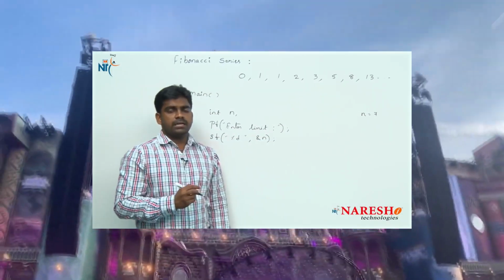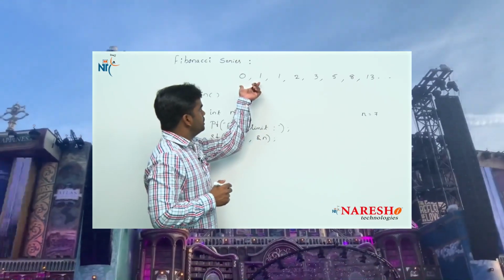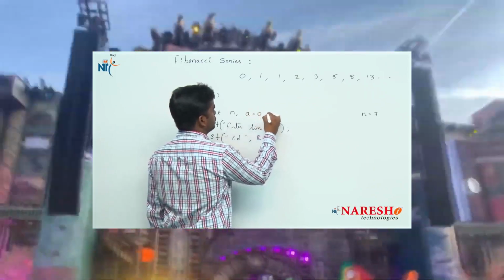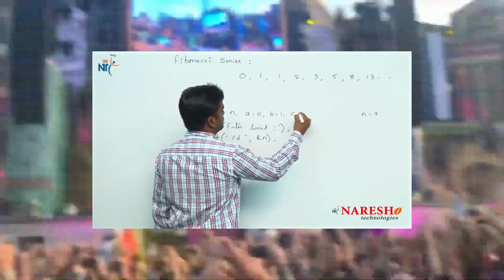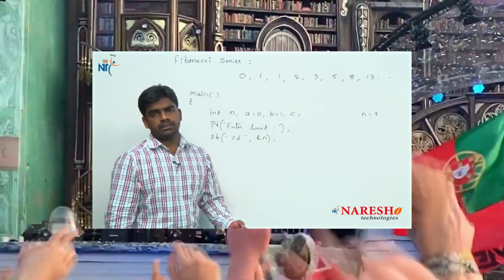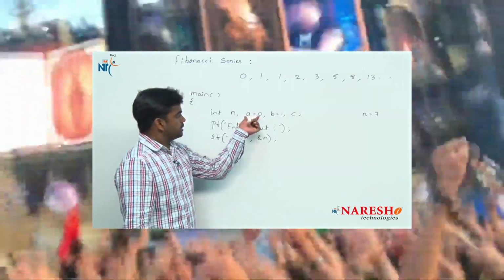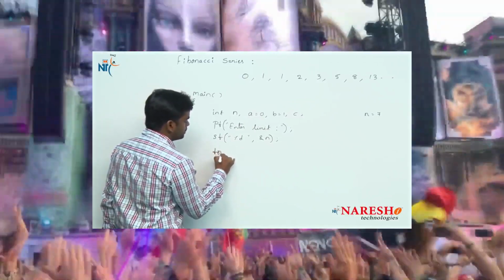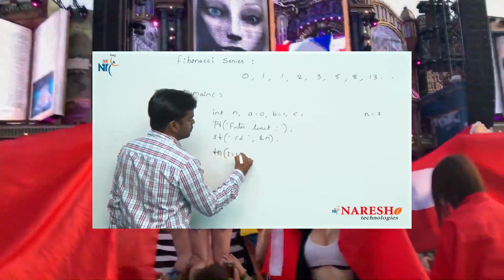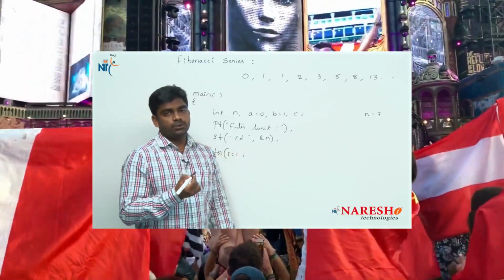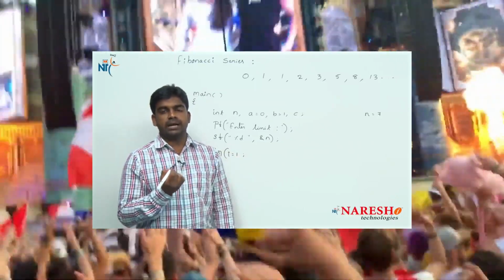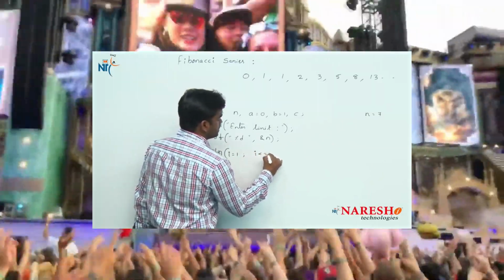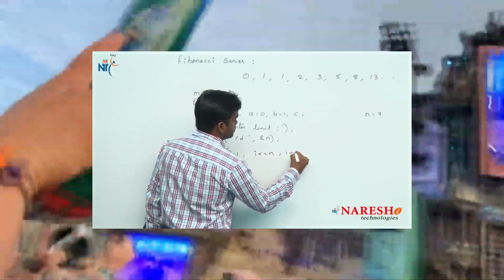First take the first two elements of the series into variables, a equals 0, b equals 1, and c, like a temporary variable. We always need to print the a value. Here we are repeating the loop: the i value starts from 1 to however many elements you need to print in the series, so that many times you have to repeat the loop. So i starts from 1, i is less than or equal to n, i plus plus.